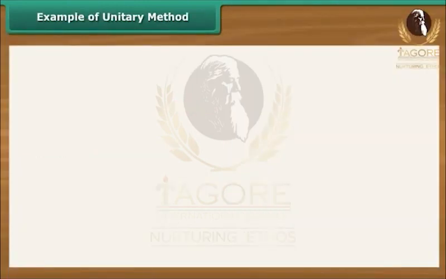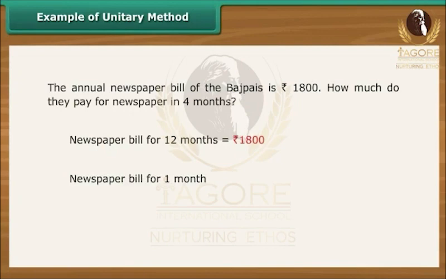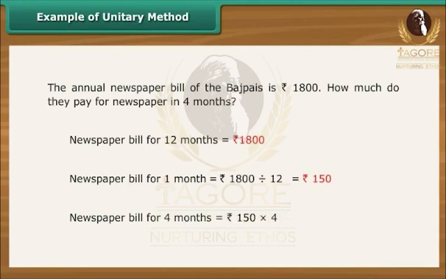Example of unitary method. The annual newspaper bill of the Bajpayis is rupees 1,800. How much do they pay for newspaper in 4 months? Newspaper bill for 12 months is equal to rupees 1800. Newspaper bill for 1 month is equal to rupees 1800 by 12, that is rupees 150. Newspaper bill for 4 months is equal to rupees 150 into 4, which is equal to rupees 600.